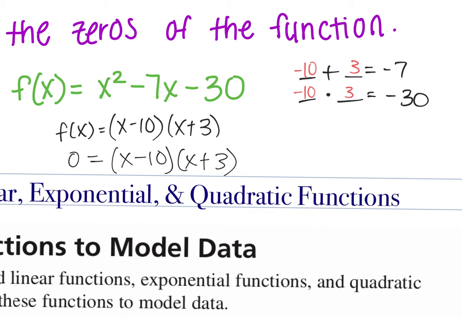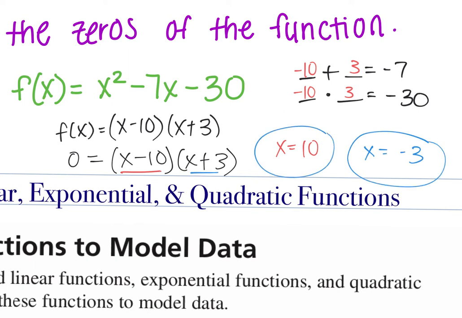And then what'd you do? And then if you calculate it, it would be positive 10 and negative 3. x equals positive 10, and x is going to equal negative 3. So our zeros are negative 3 and positive 10.